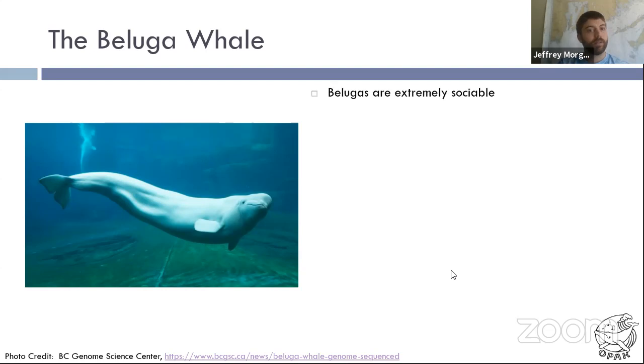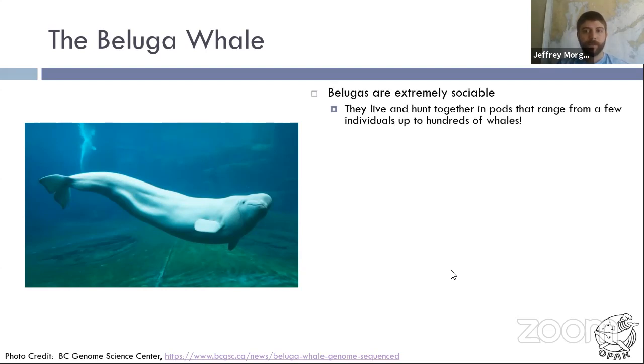Belugas are extremely sociable whales, just like most of their toothed whale friends. They do live and hunt together in pods that range from a few individuals up to a few hundred whales. And I saw some reports that when they're migrating, it can be even in the thousands of whales. They're the same size as our narwhals, about 13 to 20 feet long and about a ton and a half in weight.